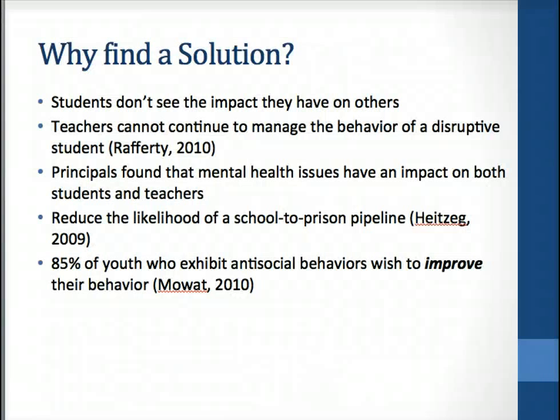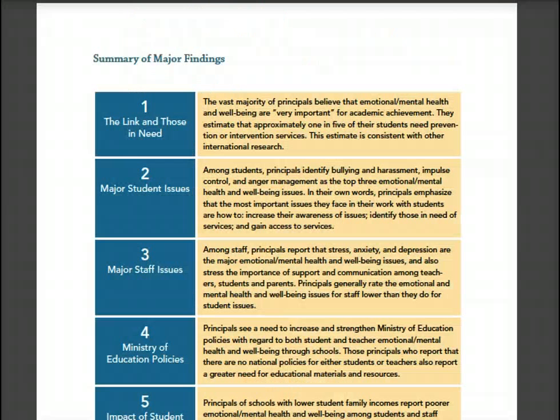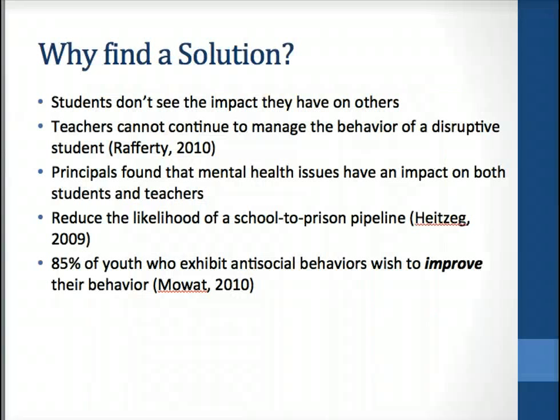Without students self-regulating, teachers cannot continue to manage antisocial behaviours, and as a result, mental health issues for the staff become a concern. An international survey of principals considered the mental health of staff and students. One of the striking findings is that principals felt as though 1 in 5 students were in need of prevention or intervention services. What is truly exciting is that 85% of youth who exhibit antisocial behaviours really wish to improve those behaviours.